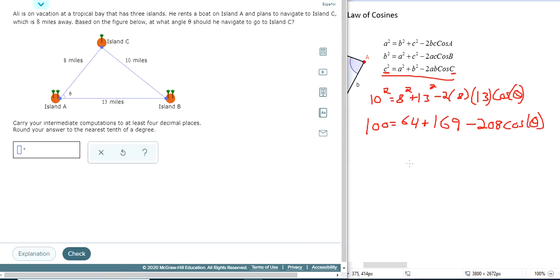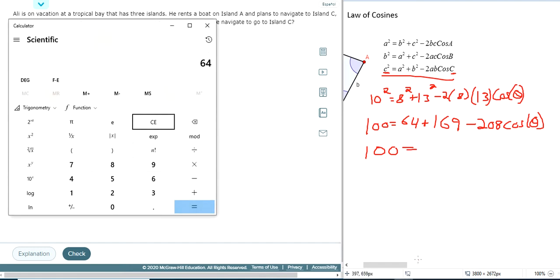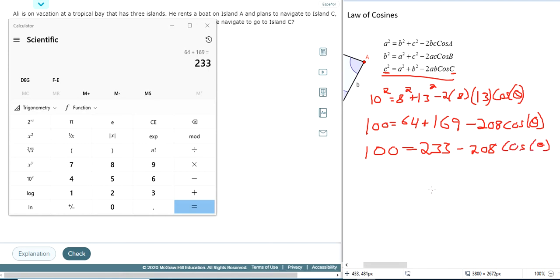Okay, that's what things look like. Now, a lot of students try to subtract 169 by 208, but you can't because you don't know what cosine theta is yet. So let's add the 64 and the 169. Makes 233. Still can't subtract those because the 208 needs to multiply according to the order of operations first. So what you got to do is subtract 233 from both sides.